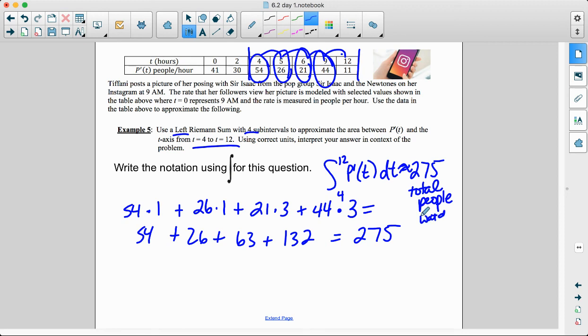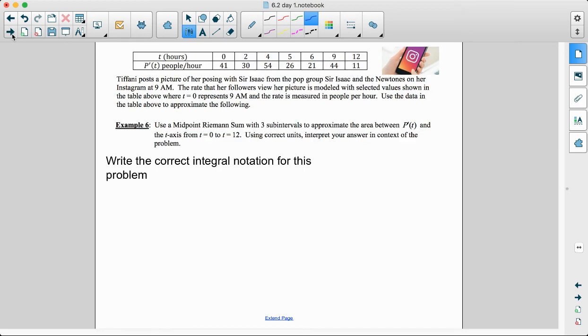Watched her post from t equals 4 to 12. You don't even have to say like the actual time, like 9. If 9 a.m. is 0, then 4 would be 1 p.m. You don't even have to say that. You can just say from t equals 4 to 12. All right, let's try another one.